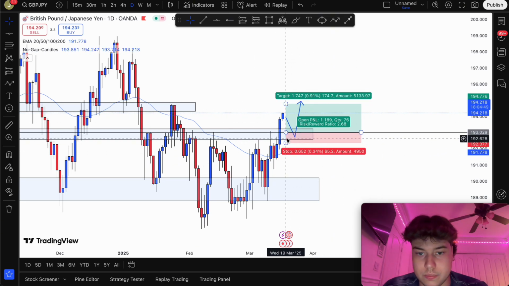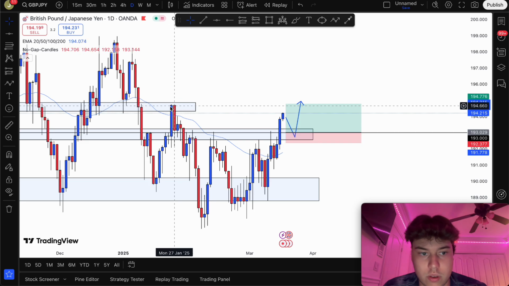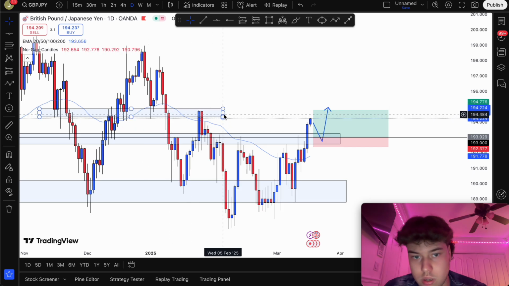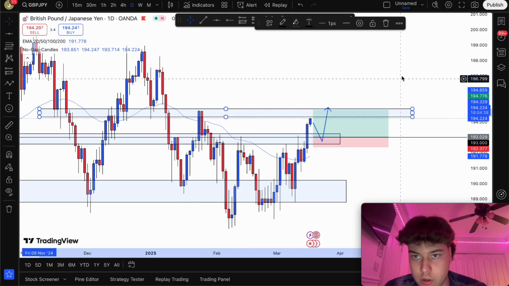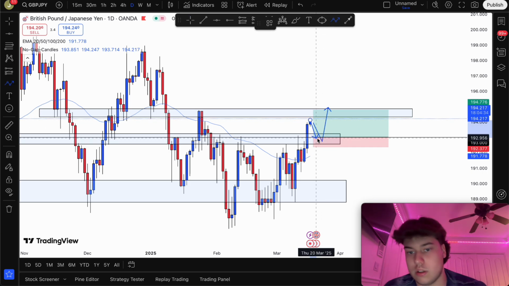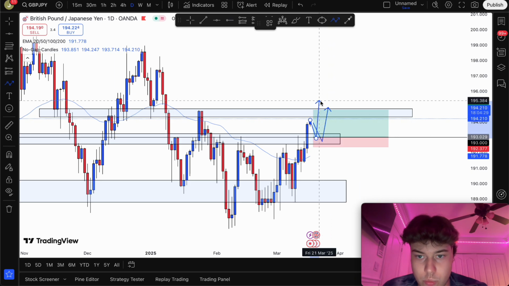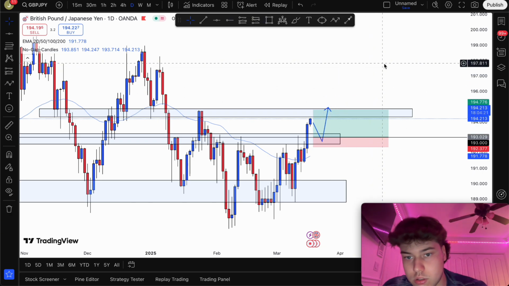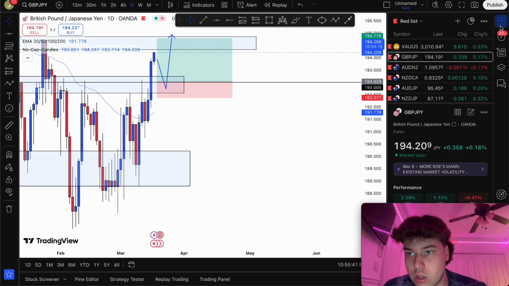So I'll probably set my take profit at this next support and resistance level. We have support, resistance, support, support, resistance. But if I get into this trade and we get a pullback, and if we break above it, I will potentially hold for a retest of the zone to potentially go higher. So yeah, that's my top trade for the week.